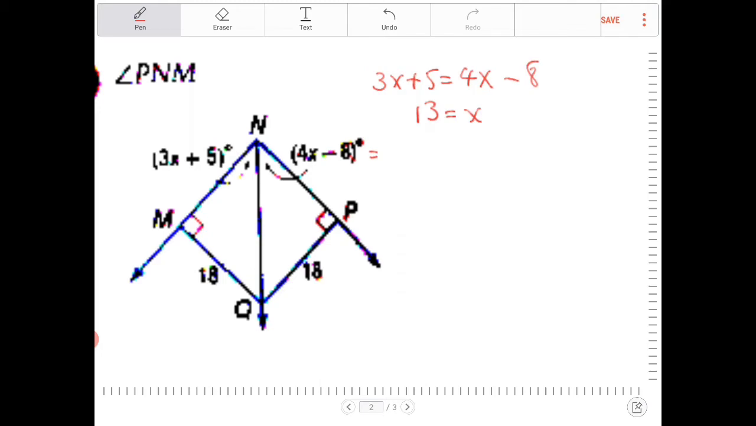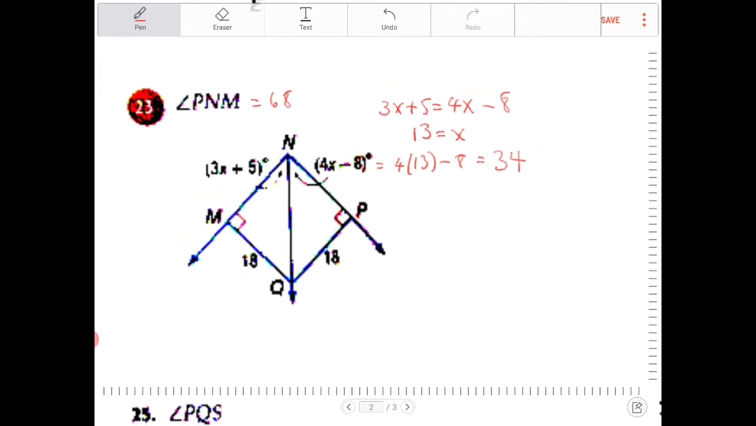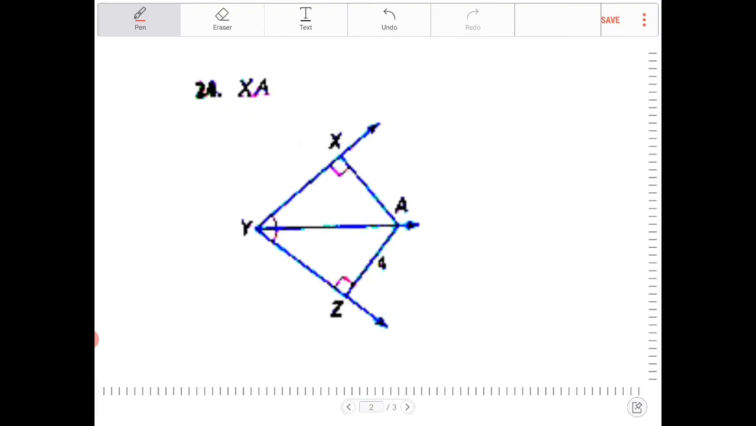So 4 times 13 minus 8, what will that turn into? So that's 52 minus 8, which turns out to be 44. So double that would be 88. So angle PNM is 88. This is again another angle bisector. Here I'm asked to solve for what side length XA is. It's going to be the same as ZA.